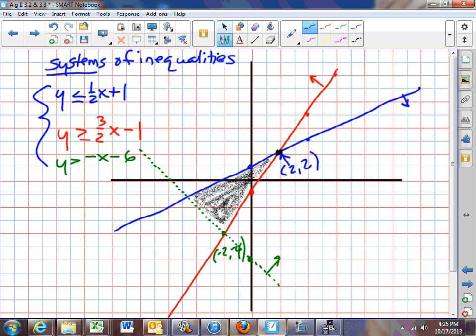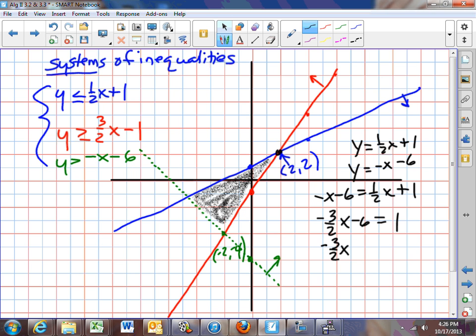Now that system is y equals 1/2 x plus 1 and y equals negative x minus 6. And to do this, once again, substitution: negative x minus 6 equals 1/2 x plus 1. If I subtract 1/2 x from each side, I get negative 3/2 x minus 6 equals 1. Add 6 to both sides, I get negative 3/2 x equals 7. Multiply both sides by negative 2/3, and I get x equals negative 14/3.